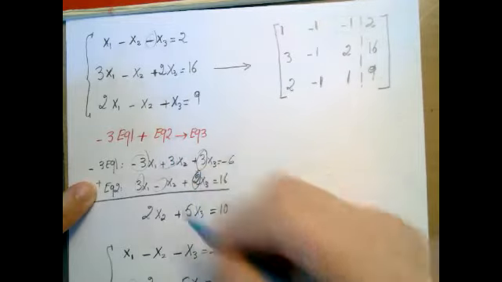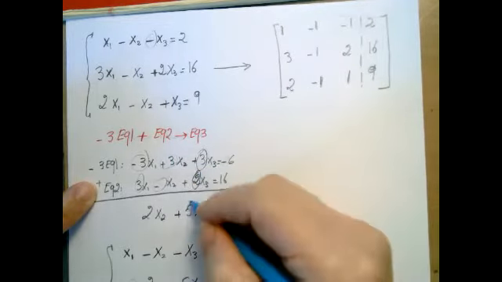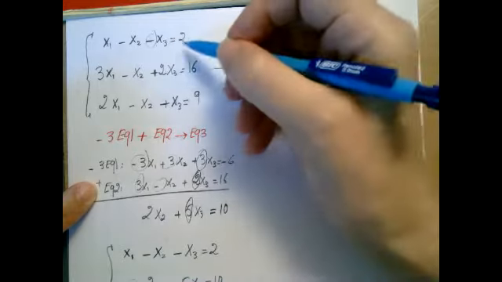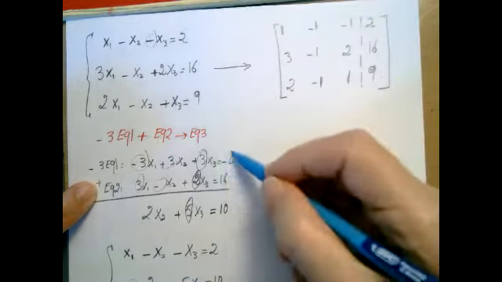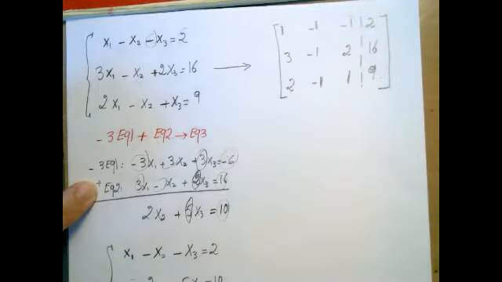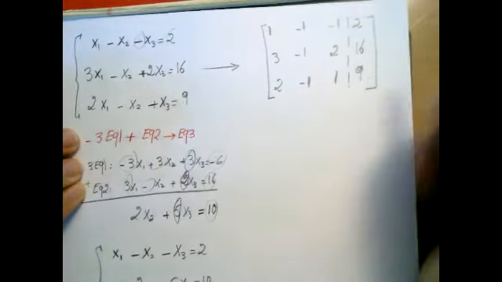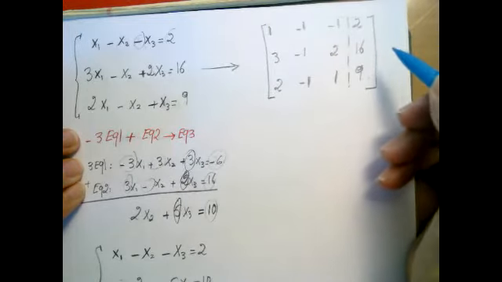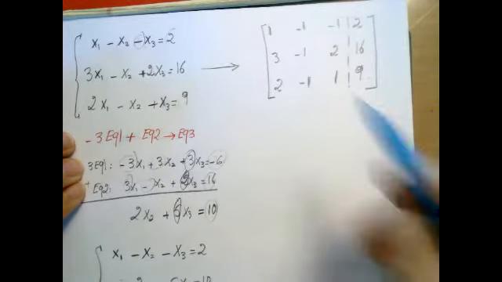I added to the 2. Watch, I'm working with the coefficient, gave me the 5. I did the same here. Multiplied this by -6, added to the 16, gave me the 10. This corresponds to doing what on the augmented matrix?